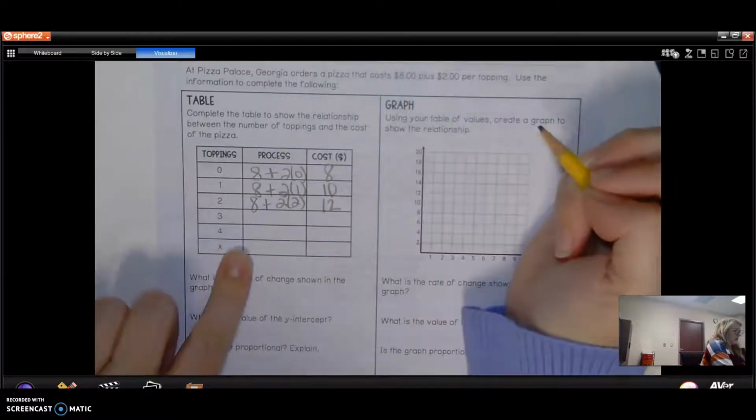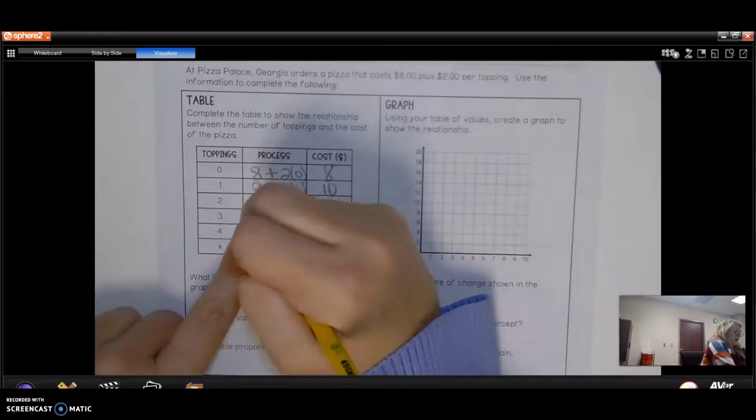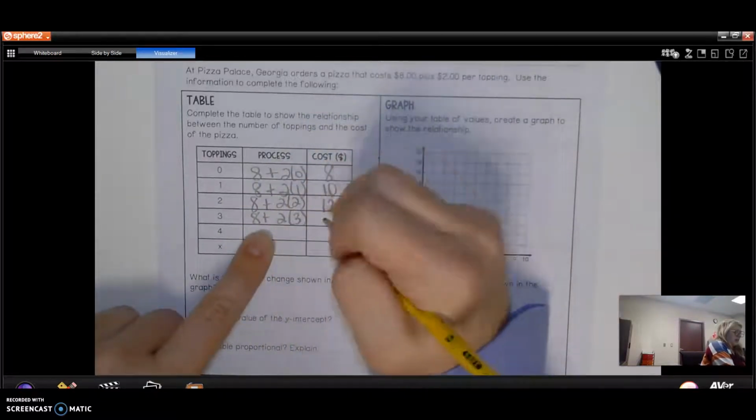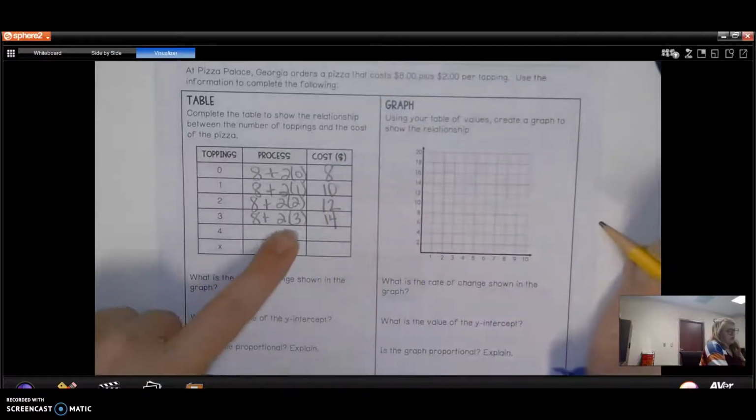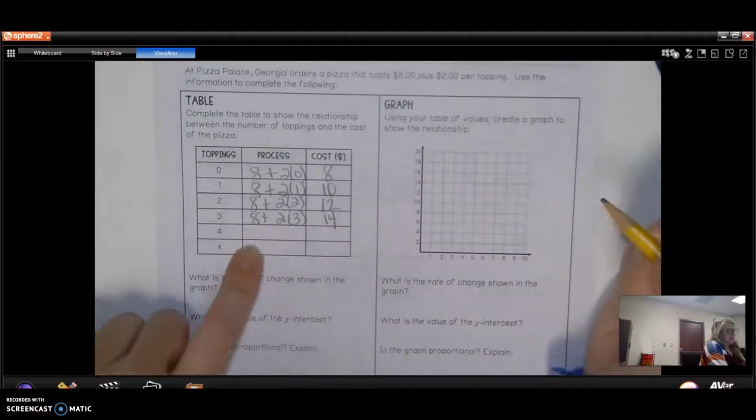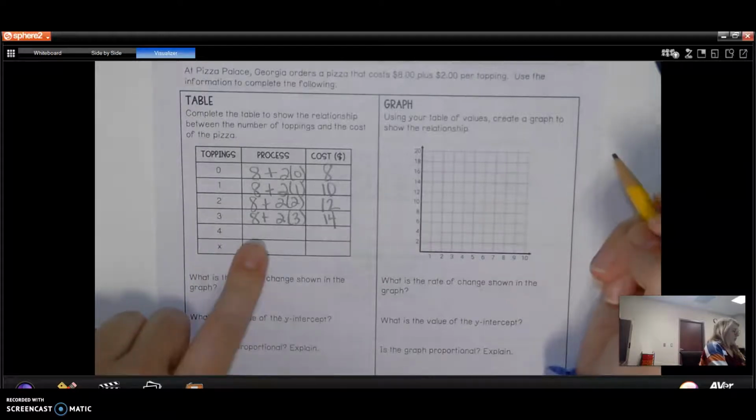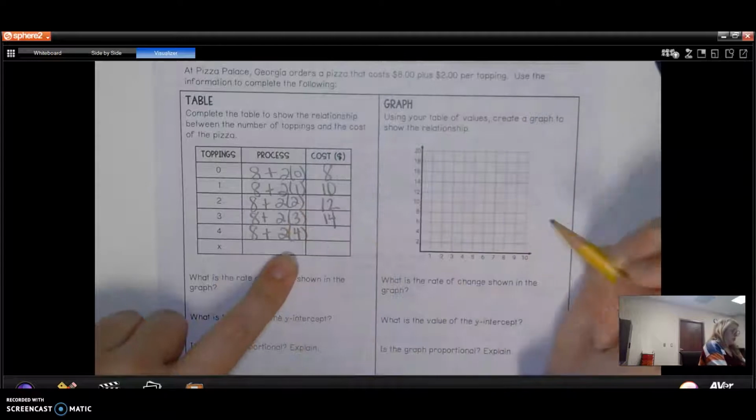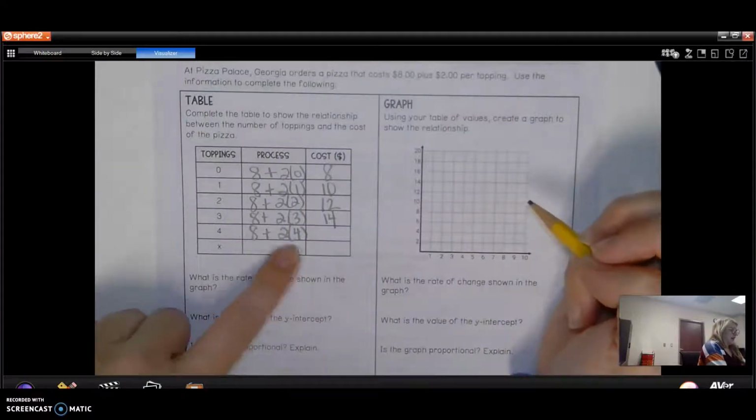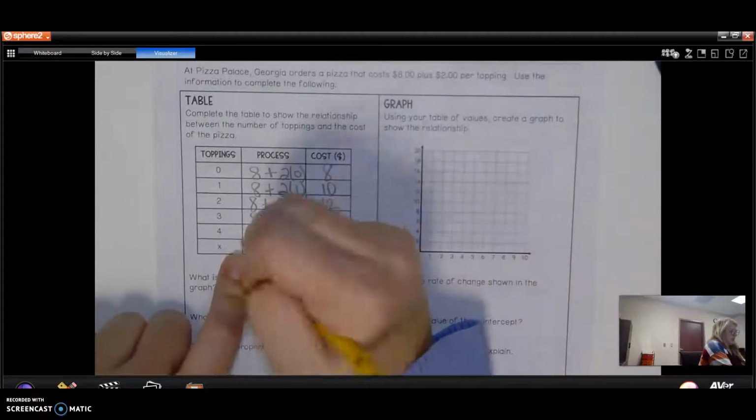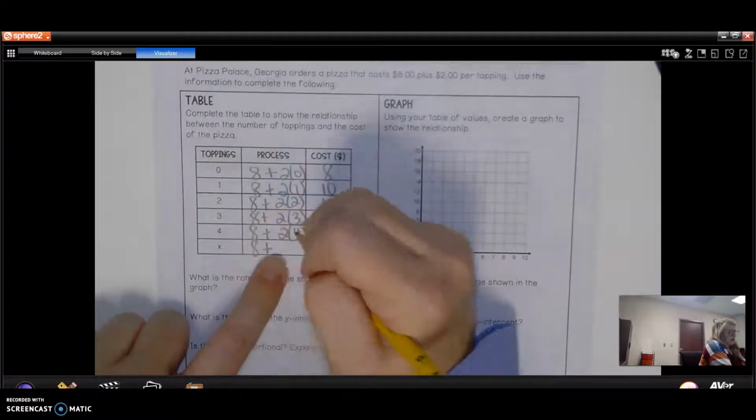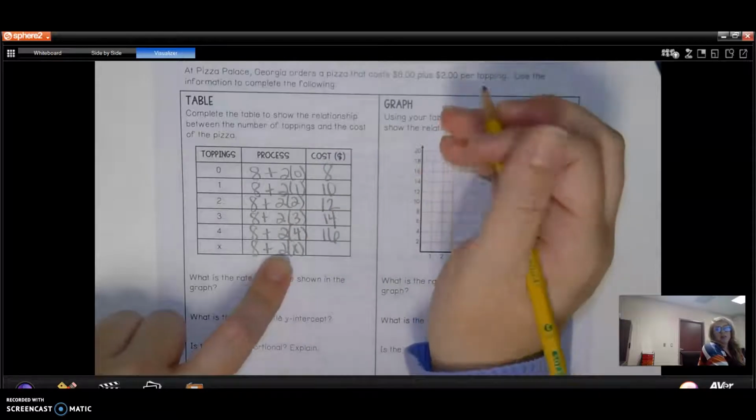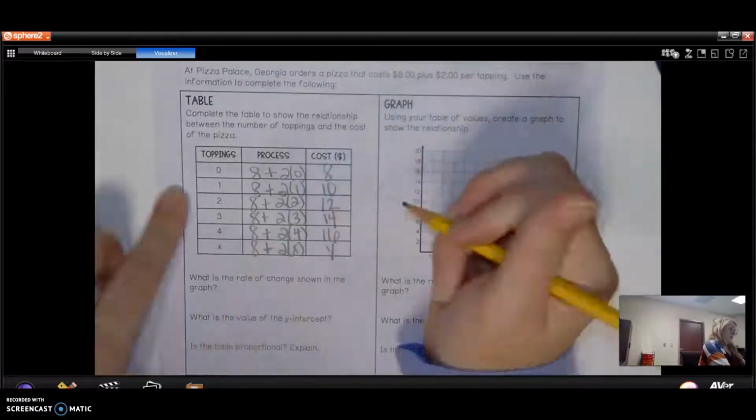so my cost would be $12. For 3, my $8 initial value, plus $2 for 3 toppings would be $14, because 2 times 3 is 6, and 6 plus 8 is 14. Okay, $8 plus 2 times 4. So 2 times 4 is 8, plus 8 more is 16. My $8 pizza plus 2 times x equals y.